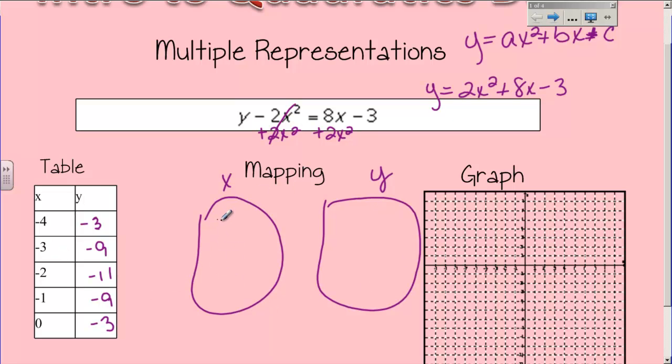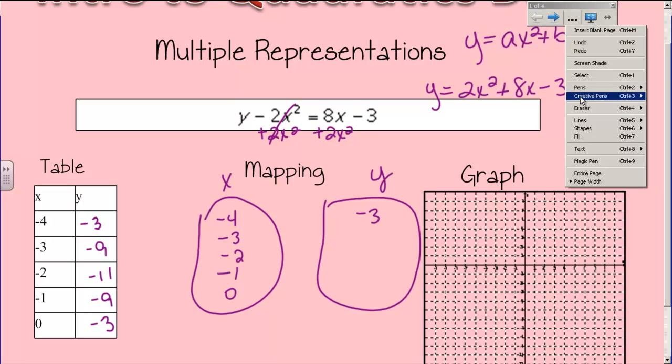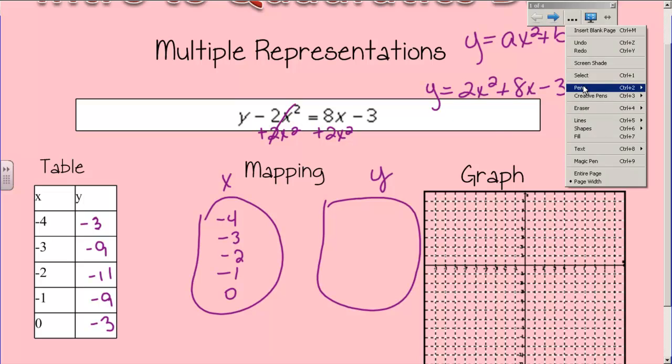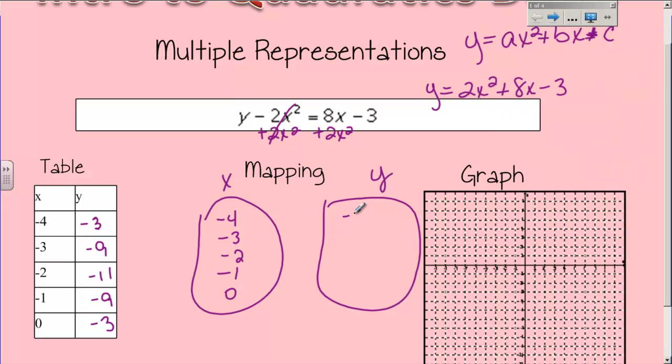So I have -4, -3, -2, -1, and 0 for my x's. Then my y's, I have -3. I apologize, we're going to put them in order least to greatest, not in any order we want. They're going to go least to greatest. So the smallest one is -11, -9, and -3. And I'm only going to list the -9 and -3 once, because when they repeat, it doesn't matter. With the mapping, I'm going to draw arrows anyway.